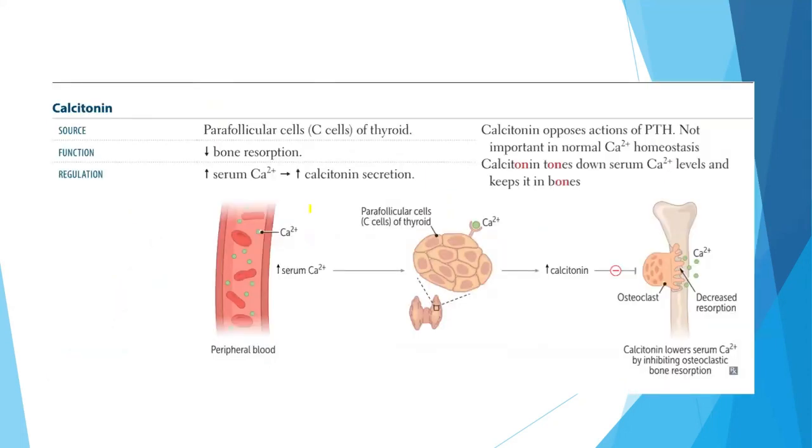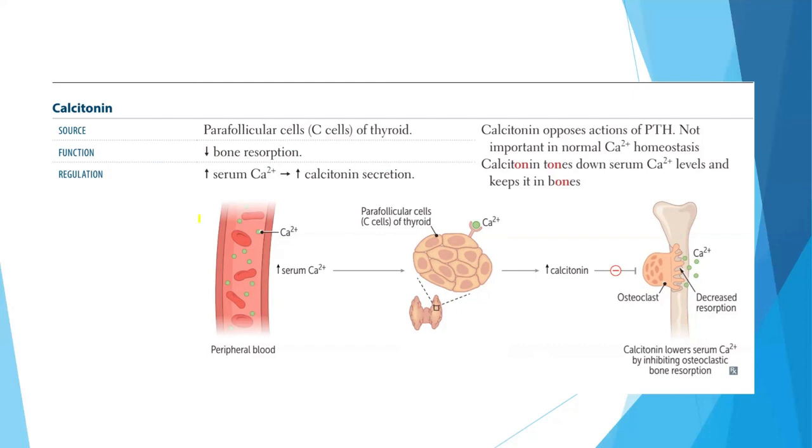This is from First Aid. So source is the parafollicular C cells of the thyroid, which decreases the bone resorption. Increased serum calcium will lead to increased calcitonin secretion, and the increased calcitonin will ultimately decrease the serum calcium. So calcitonin will lead to the decrease in the calcium level. Okay, if there is something that is increasing the calcium level, then there must be something that is decreasing the calcium level, right? That is how the homeostasis is maintained.